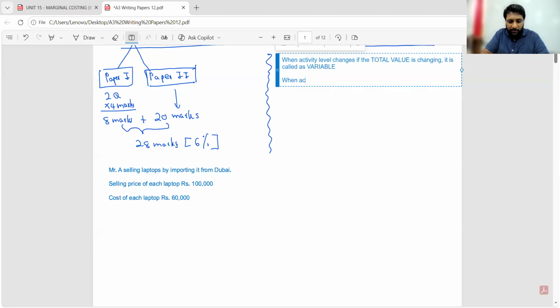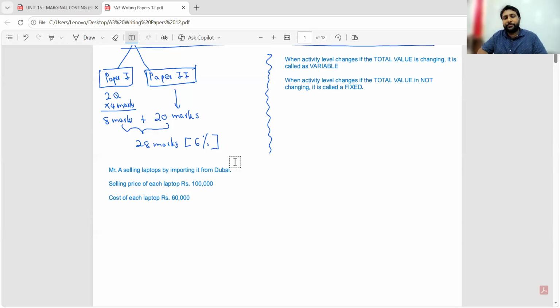Next point, when the activity level changes, if the total value is not changing, it is called what? Tell me. Fixed. It is called fixed.